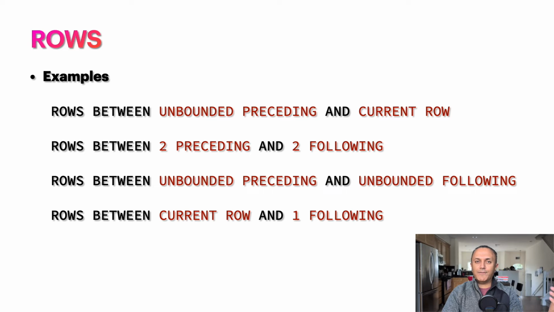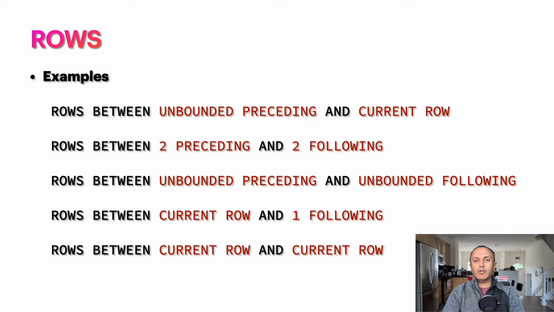This means that the frame only includes the current row and the row after that. So again, this keeps moving. You could say between current row and current row. This means that the frame is basically just the current row. So the function will only apply on this one row and will produce a result based on that. Of course, there are many different ways to combine these options, so you can play with it and see how that affects the output of the window functions.